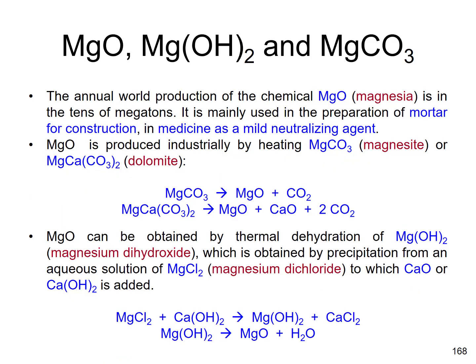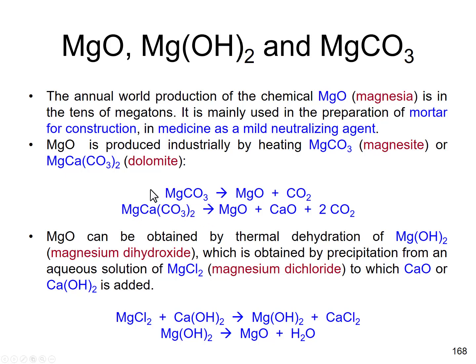Here we look at some other very important magnesium compounds, for example, magnesium oxide, magnesium hydroxide, and magnesium carbonate. The annual world production of the chemical magnesium oxide, magnesia, is in the tens of megatons. It is mainly used in the preparation of mortar for construction and in medicine as a mild neutralizing agent. Magnesium oxide is produced industrially by heating magnesium carbonate, magnesite, or a mixed magnesium calcium carbonate, which is known as dolomite.